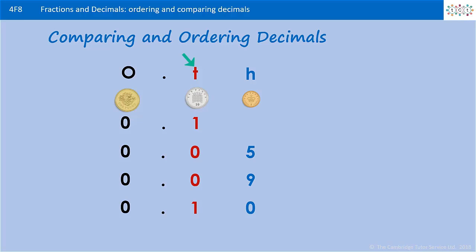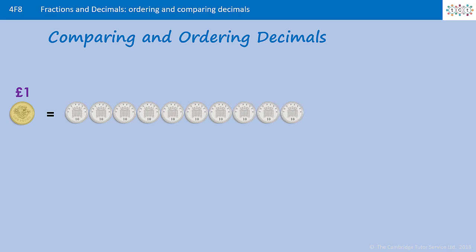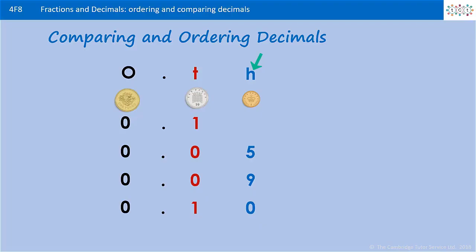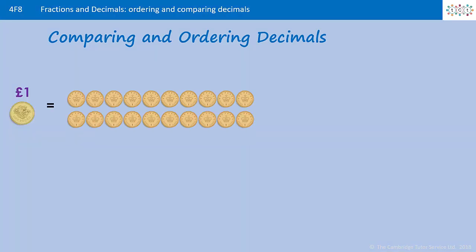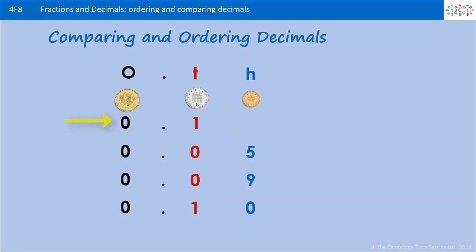Each tenth is 10 pence, because we need 10 10-pences to make £1. And each 1 pence is a hundredth, because we need 100 1-pences to make a pound. If I have 0.1, that's the same in money as having 10p. If I have 0.05, I don't have any 10p's, but I do have 5 1-pences, so I have 5p.